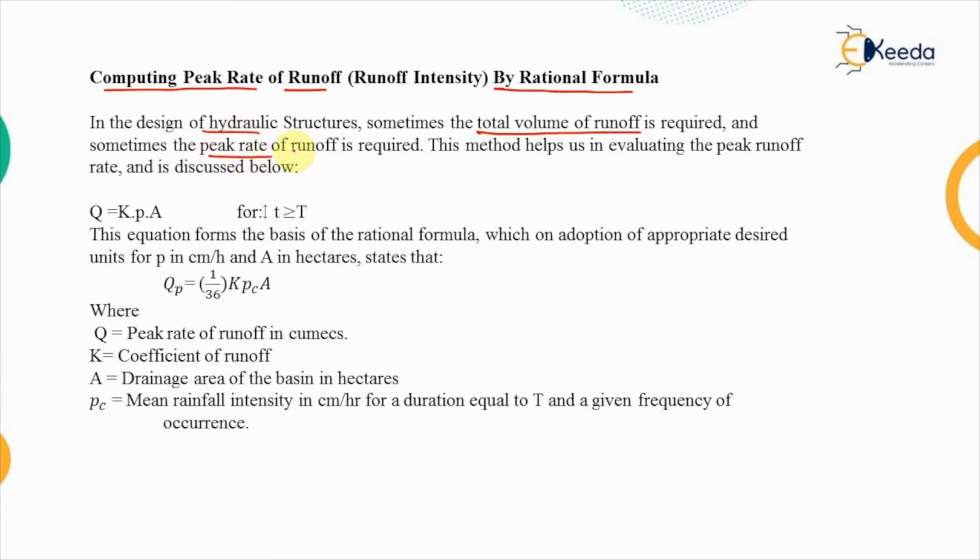The method that we are going to discuss, the rational formula, gives us the peak discharge or the peak runoff value, and that is given by K into P into A, where K is the coefficient of runoff, A is the drainage area of the basin in hectares, and P is the precipitation for the duration of rainfall greater than or equal to T. Now what is this T? This is known as the time of concentration.